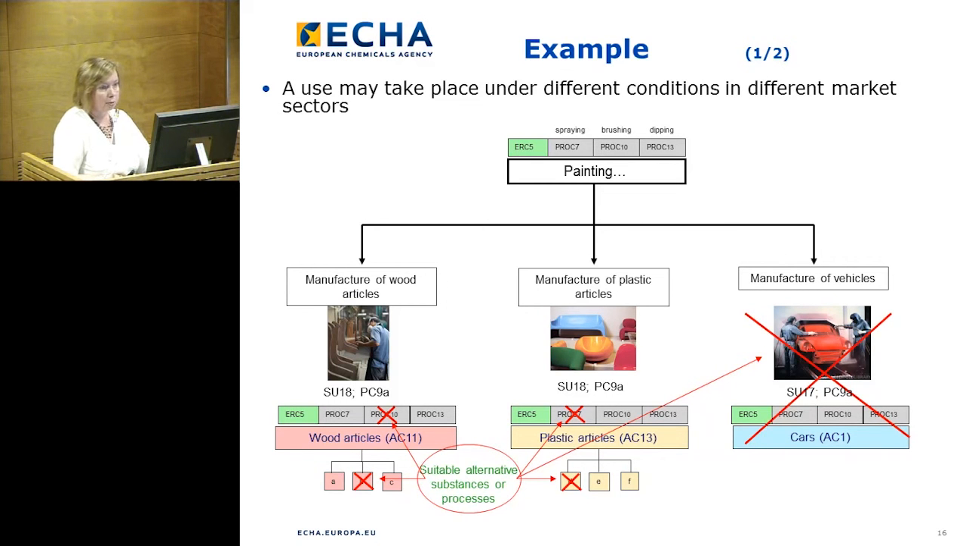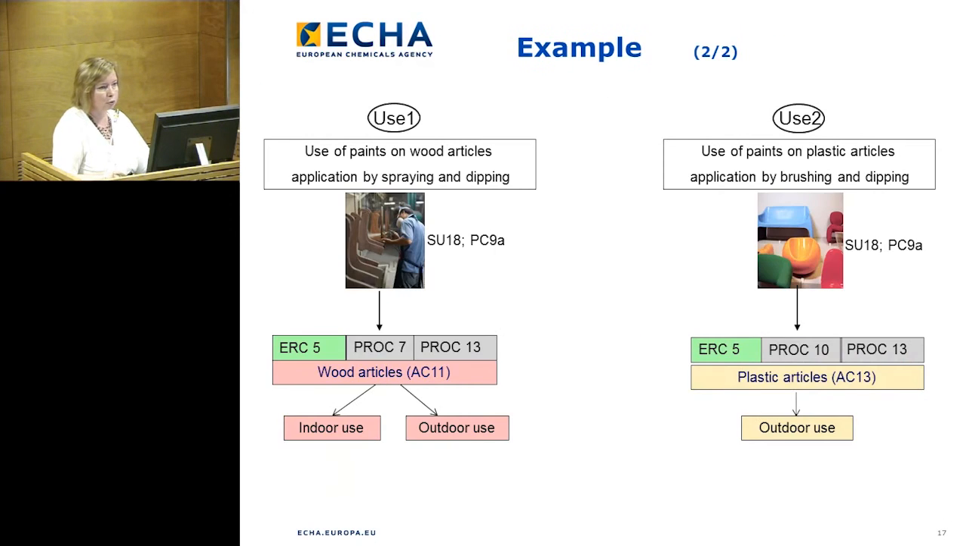Therefore, the application for authorization would not be prepared for all three types of applications, but only for two, and would have a limited scope. So not all three types of applications would be covered in both authorizations. And whether it's indoor or outdoor use is an additional refinement that would be included in the exposure scenario.